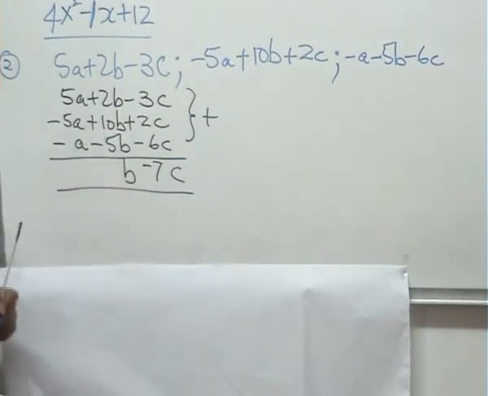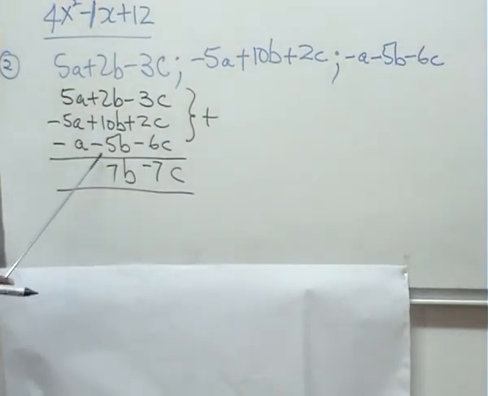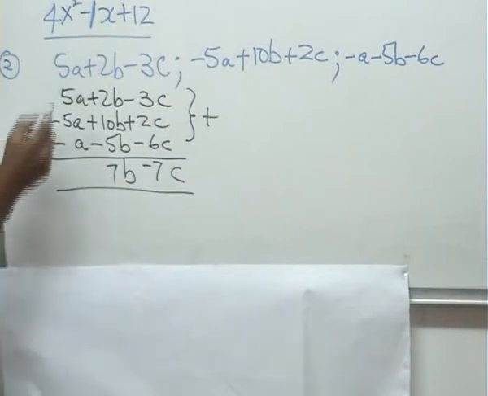This is a column for B, so you write down B. 2 plus 10 is 12. 12 minus 5 is 7. Or if you go from bottom up, minus 5 plus 10 is 5. 5 plus 2 is 7.